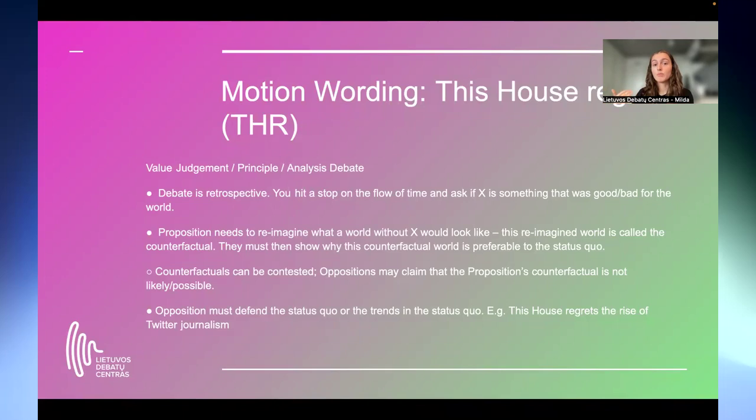Proposition then needs to reimagine what a world without X would look like. And this reimagined world is called the counterfactual. They must show why this counterfactual is preferable to the status quo. Counterfactuals can be contested, of course. Oppositions may claim that the proposition's counterfactual is not likely, not possible, and of course, they can argue that the status quo is way better. An example is this house regrets the rise of Twitter journalism.